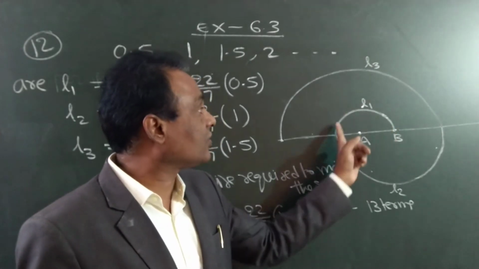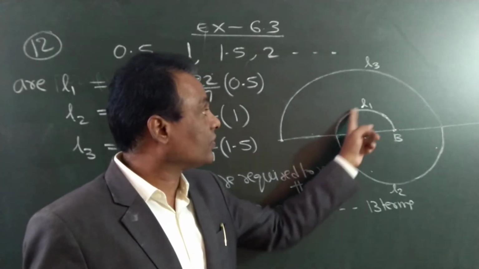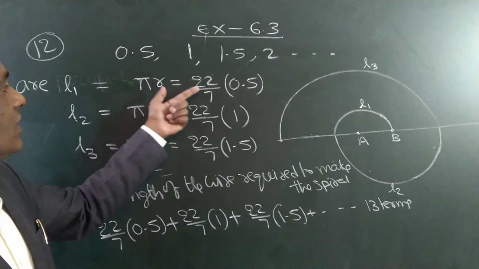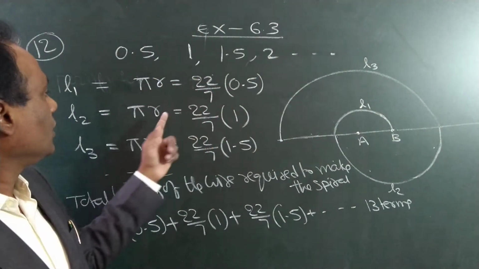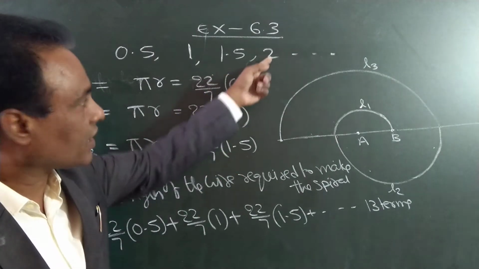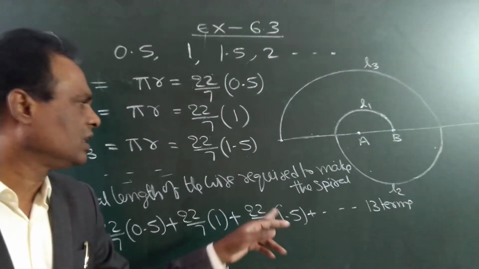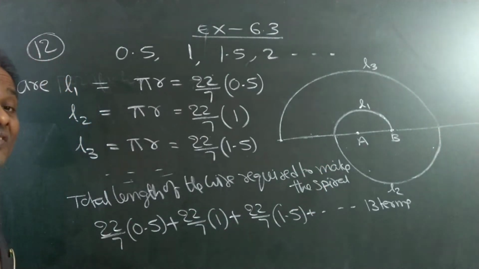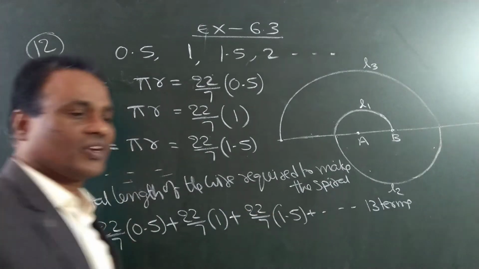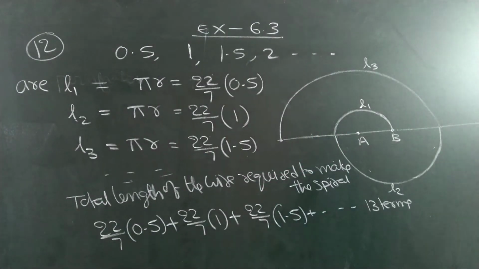So how much wire is required to make this first semicircle? That is nothing but the perimeter. The perimeter formula is pi r. Pi is 22 by 7, r is 0.5. 22 by 7, r is 1. 22 by 7, r is 1.5. 22 by 7, r is 2. Like that it will continue up to 13 times. But the question is, what is the total length? The total means you have to add. Write down, students, up to here. After that I will simplify.